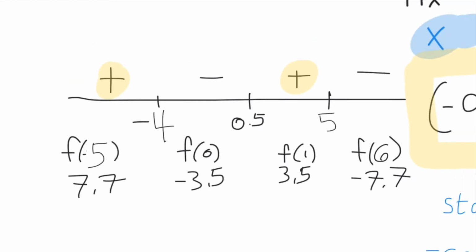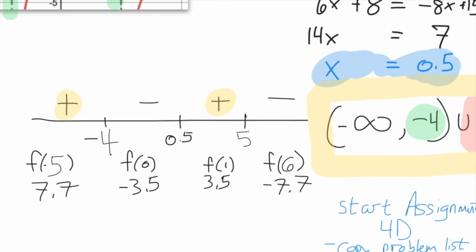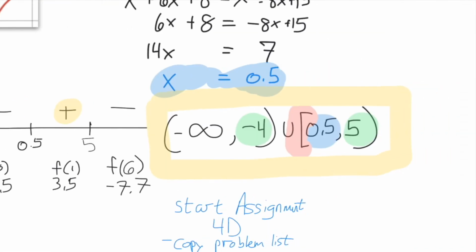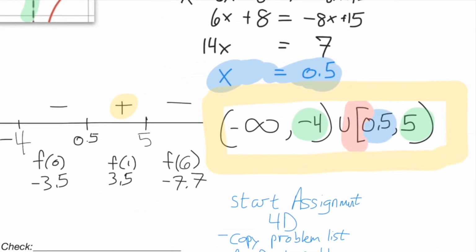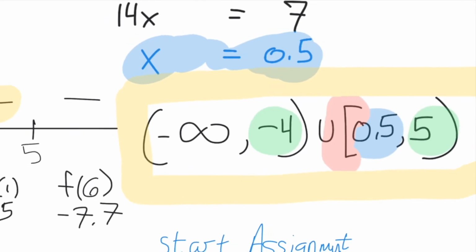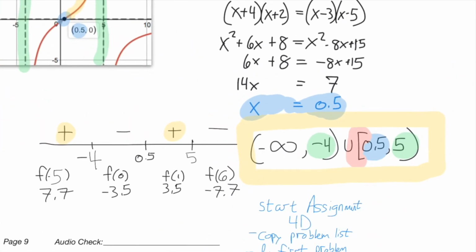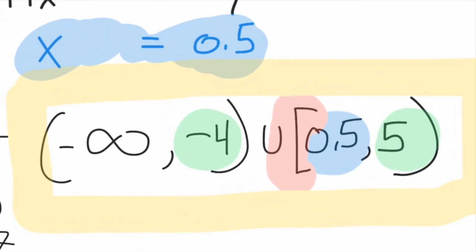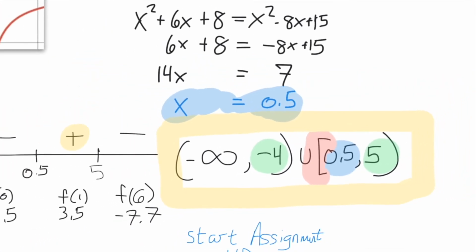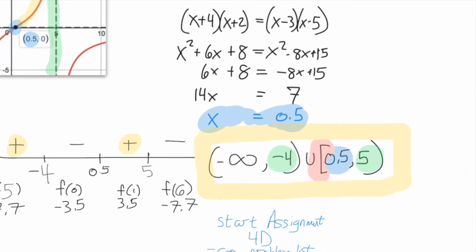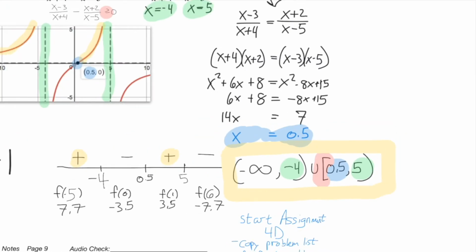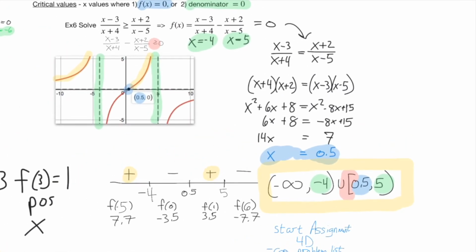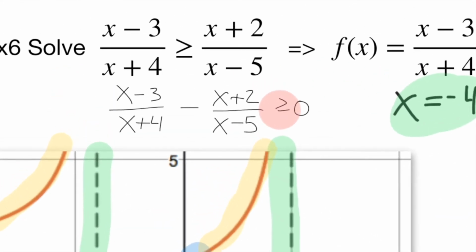So we're going to include all the numbers that are less than -4, all the numbers that are in between 0.5 and 5. Not including 5. Yes, including 0.5. So here are the 2 intervals, and it's worth noting, why is there a bracket right here? Well, it's because we're actually allowed to include 0.5.